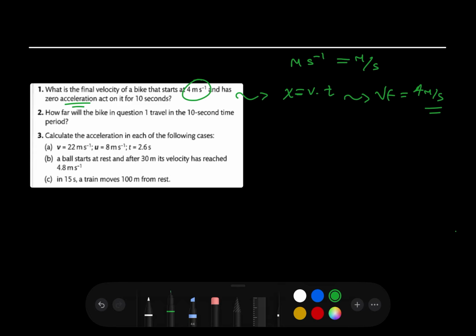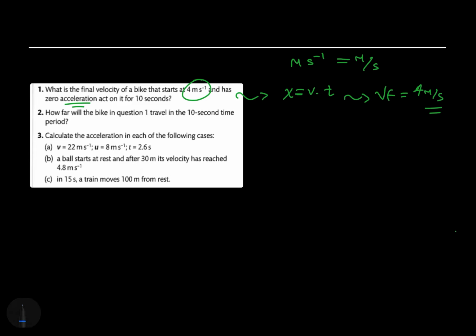How far will the bike travel in a 10-second time period? Well, we know again from the formula x equals vt, if the speed is 4, and we multiply that by the 10-second time period, the displacement or the distance traveled is just 40 meters.